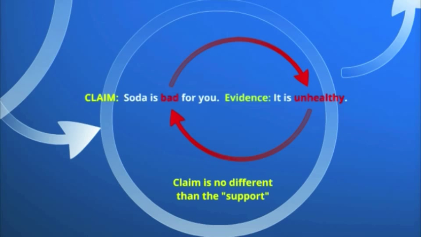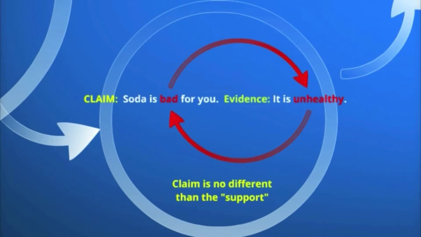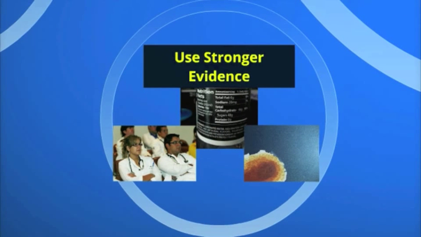When the claim is really no different from the logic used to support it, we see circular reasoning. Rather than restating the claim with synonyms, it is better to use solid evidence for support. For example, a stronger way to prove that soda is bad for you or unhealthy would be to list the toxic ingredients, to reference evidence from scientists or doctors, or to even demonstrate its potency by pouring it onto the hood of a car and watching it peel the paint.